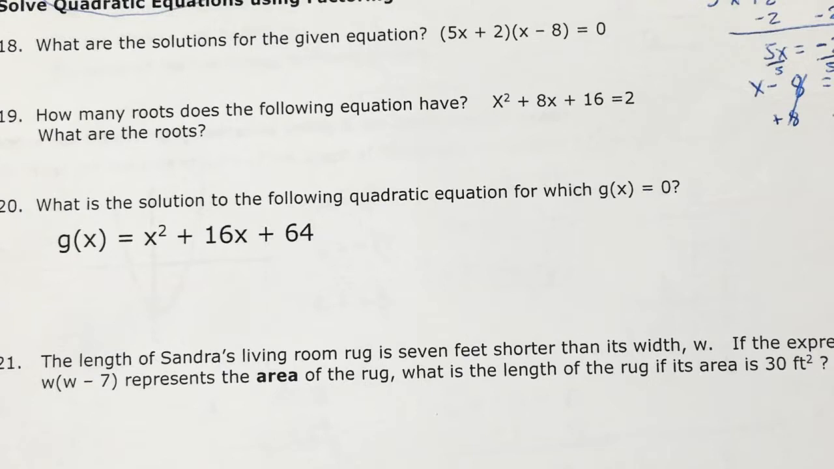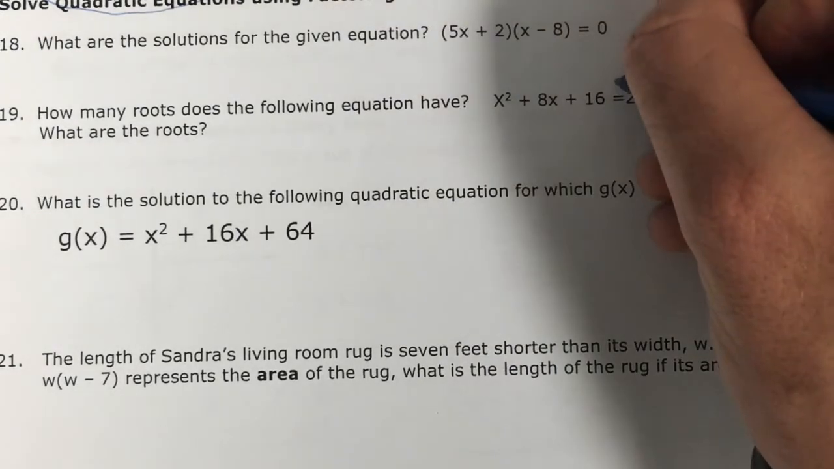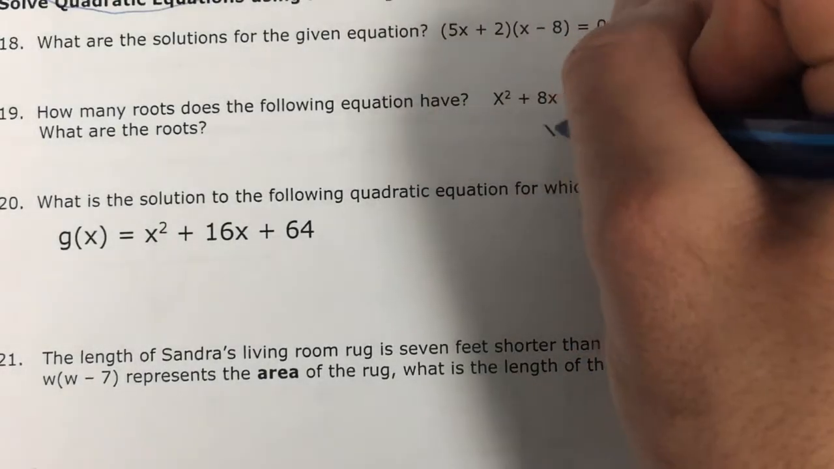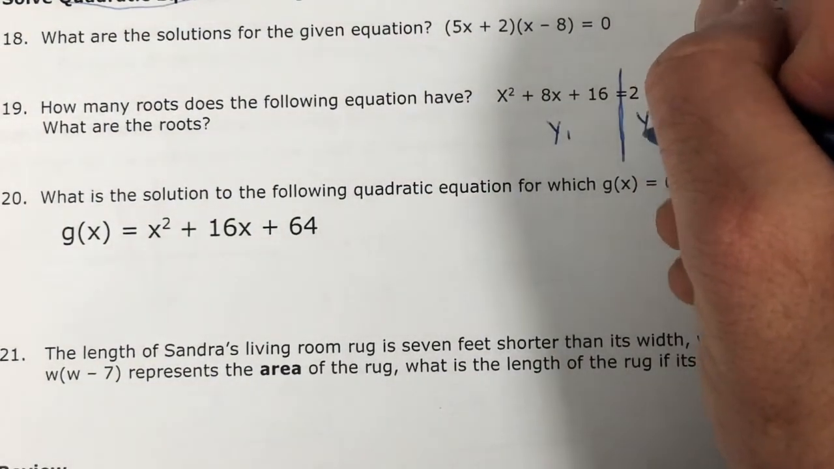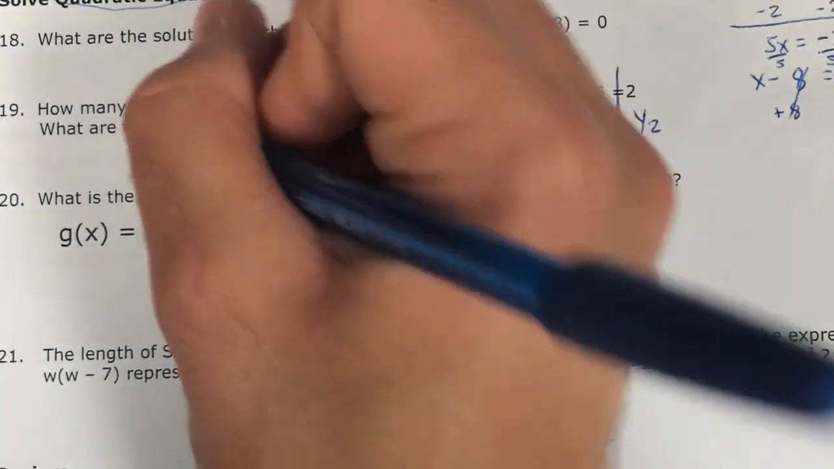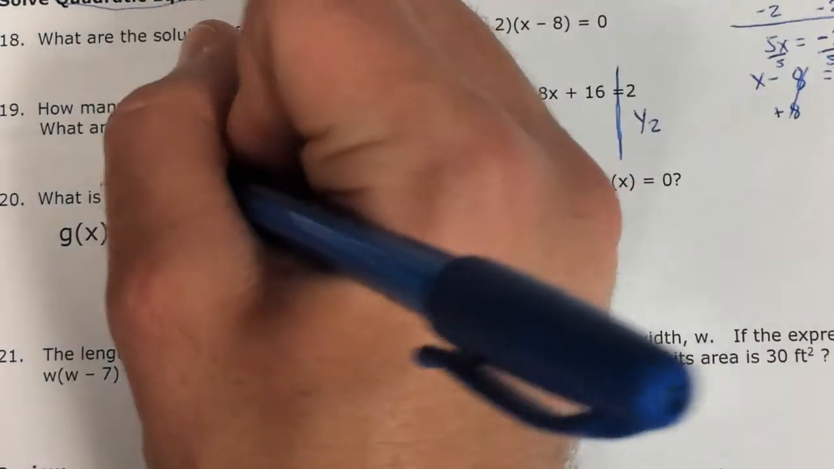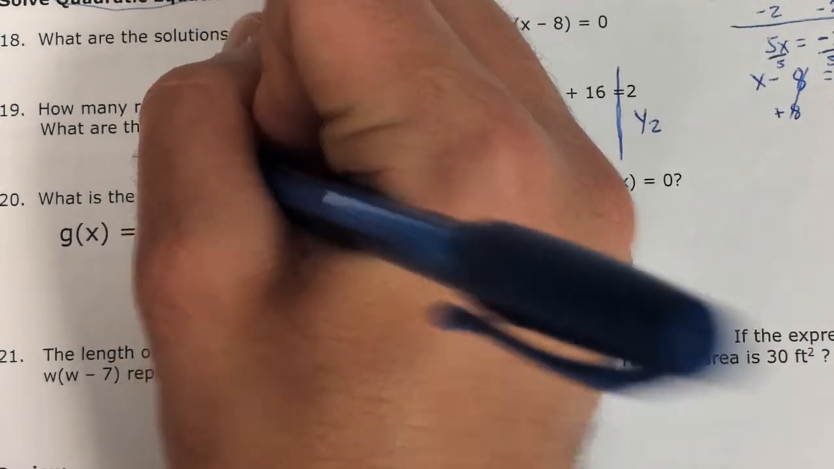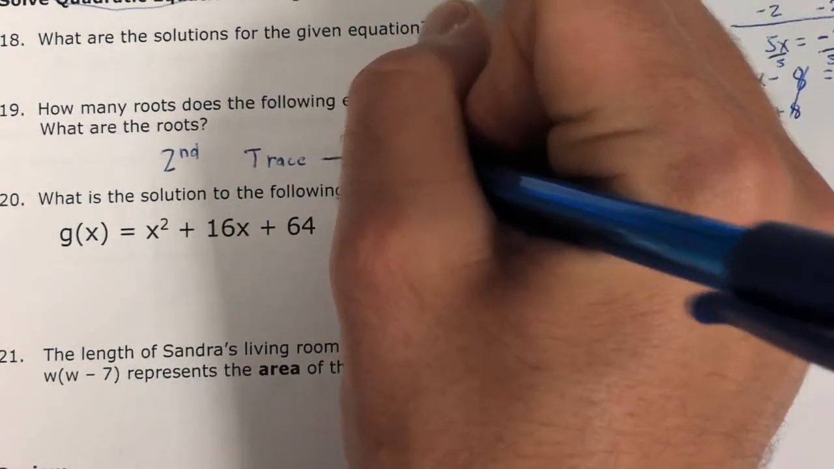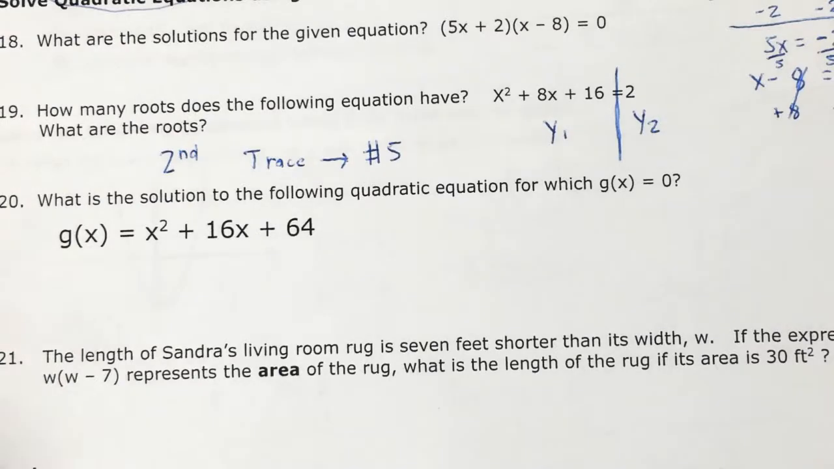Number 19. How many roots does the following equation have? Well, here, I'm going to tell you to solve it this way. Draw a line through your equal sign, plug all of this into y1, plug all of this into y2. Go to your graph and figure out where they intersect. So go to graph after you do this and press second and then trace. From there, press number 5. And then you'll go back to your graph and you're looking for intersections.